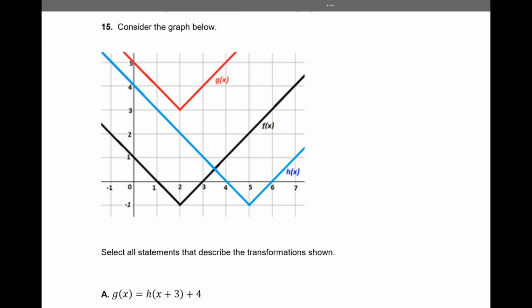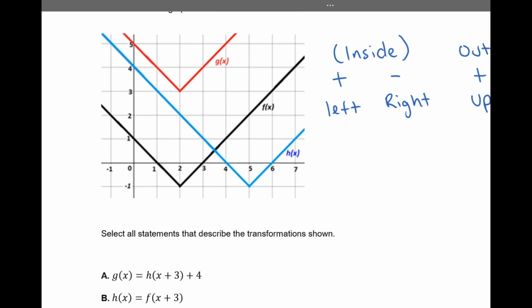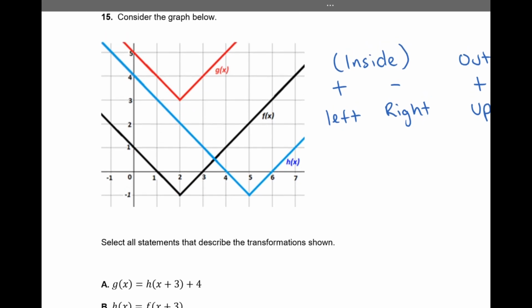So transformations, very easy. Remember, if they are inside the parentheses, so that's why I drew parentheses, and it is positive, we're going to go to the left. If they are negative, we'll go to the right. If they are outside parentheses and they are positive, we're going to go up. If they are negative, we go down. So inside is left or right, outside is up or down. Okay, so select all the statements that describe the transformations below.